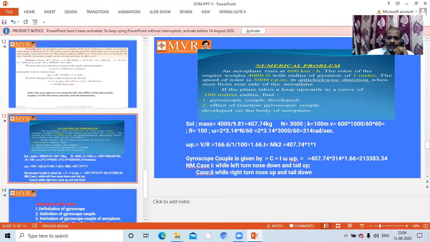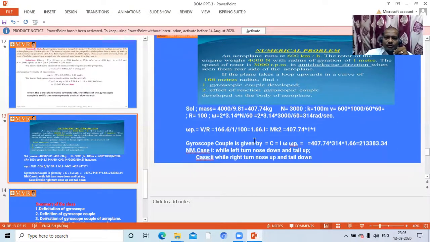Next, coming to the case study. What the case study is? Effect of reaction of gyroscopic couple developed on the body of the aeroplane. The reaction may be of two types, as here they have not mentioned either left direction or right direction. So we have to choose: when it is taking a left turn, nose down and tail up. If the aeroplane is turning right, nose up and tail down. So this is another condition to be remembered.